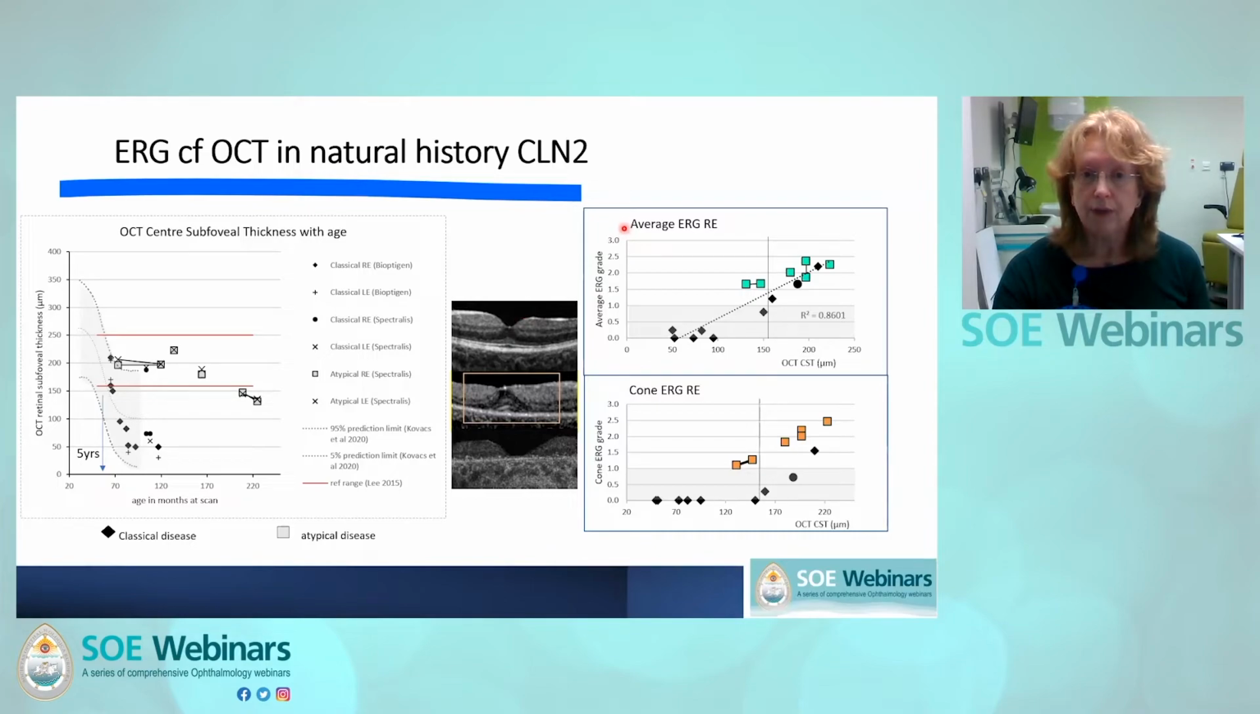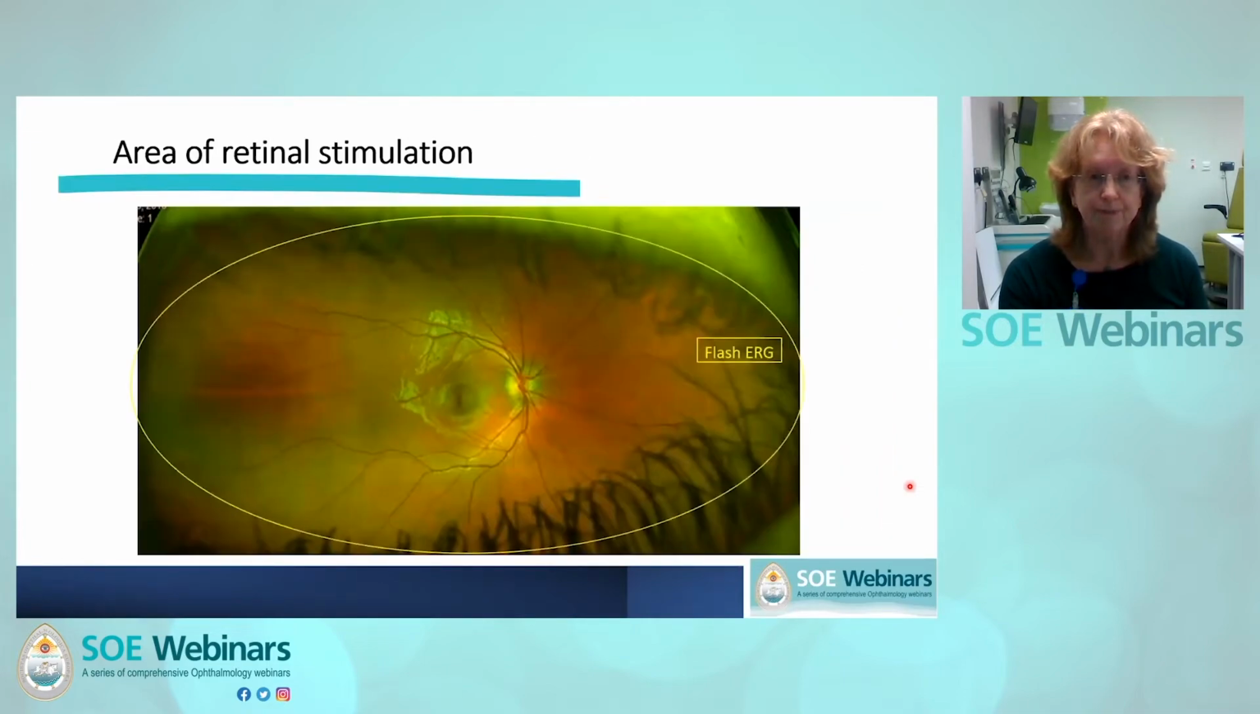We looked also at combining the ERG with the CST, the OCT subfoveal thickness measure, directly, and we got good concordance when it was the average ERG. But we show some separation again when we get a bit more specific and look at the cone function, seeing that there's functional loss before thinning. So we have a slight disparity again, where function is preceding structural change.